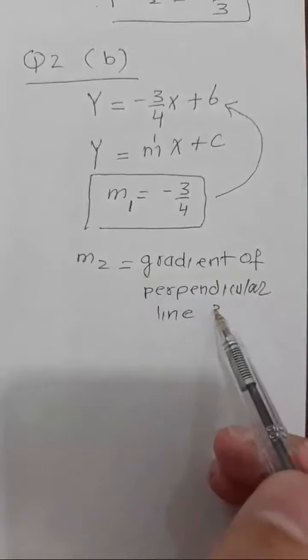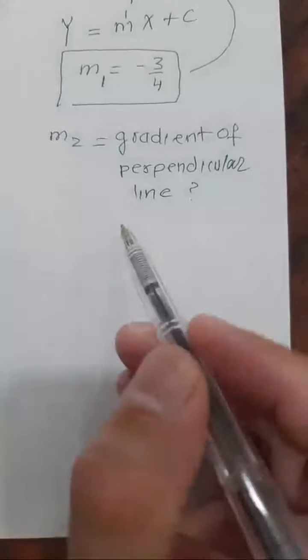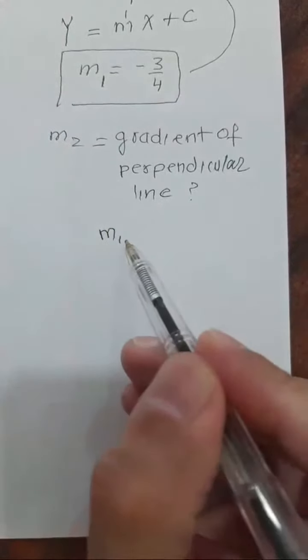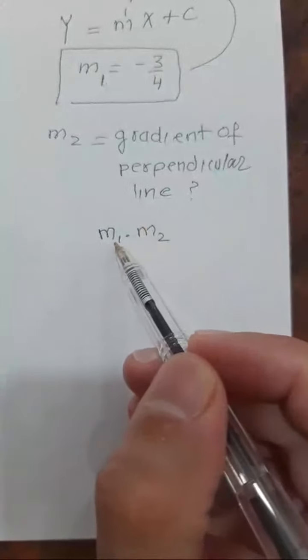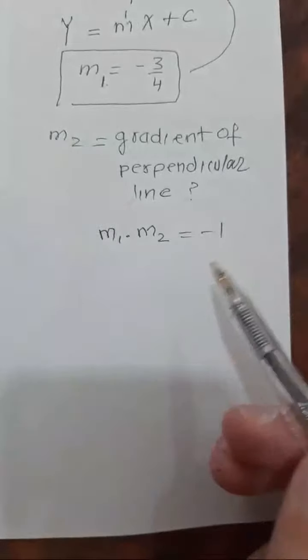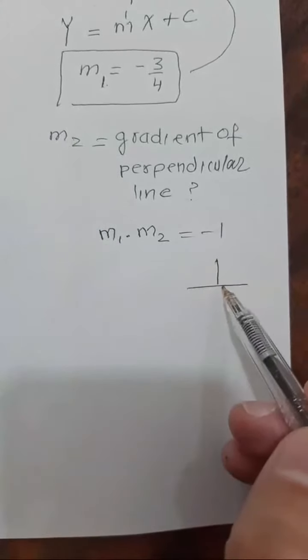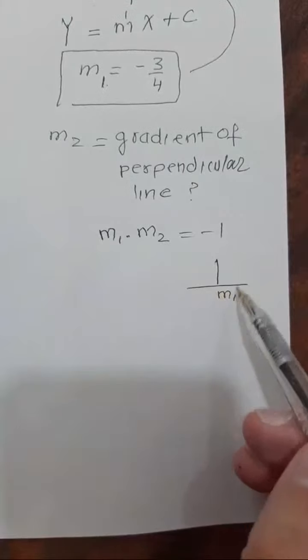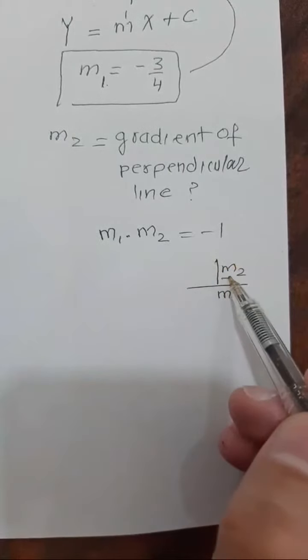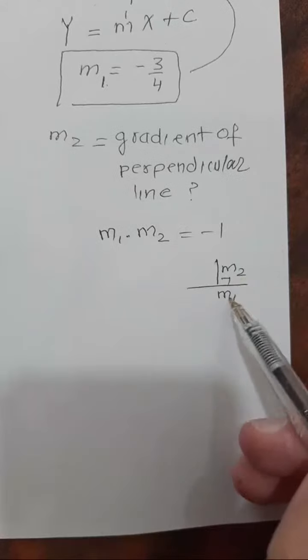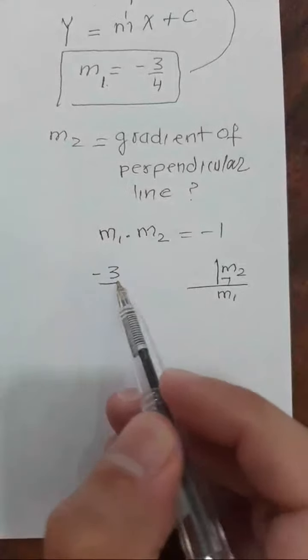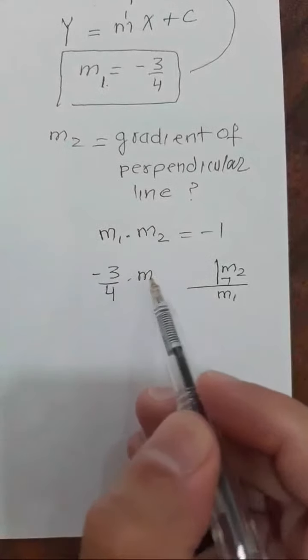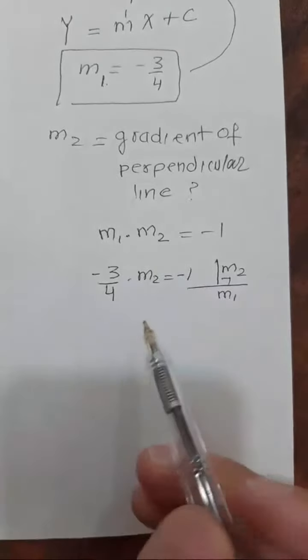We have to find its value, the gradient of the perpendicular line, and by the formula, m1, the gradient, into m2, the gradient of the line perpendicular to this one, must be equal to -1. If these two lines are perpendicular, the gradient of this line is m1, the gradient of this line is m2. Because they are perpendicular, the product of the gradients should be equal to -1, where m1 is -3 over 4 and m2 is to be obtained.